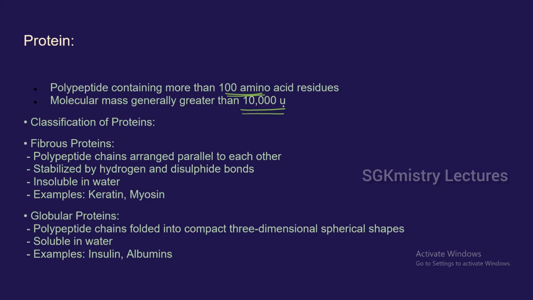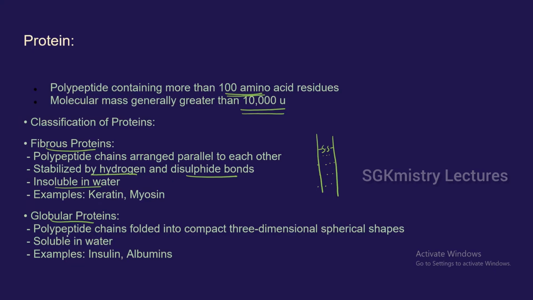Talking about classification of proteins, on the basis of structure, we have different types of proteins, mainly fibrous proteins as well as globular proteins. In fibrous proteins, the polypeptide chains are parallel to each other and held together by hydrogen bonds as well as, as I already told, disulfide linkages. Disulfide linkages are mainly because of the amino acids containing sulfur atoms in them. Here the hydrogen and disulfide bonds are there, and these fibrous proteins are insoluble in water. Examples: keratin, which is present in hair, wool as well as silk, and myosin, which is the protein present in our muscles.